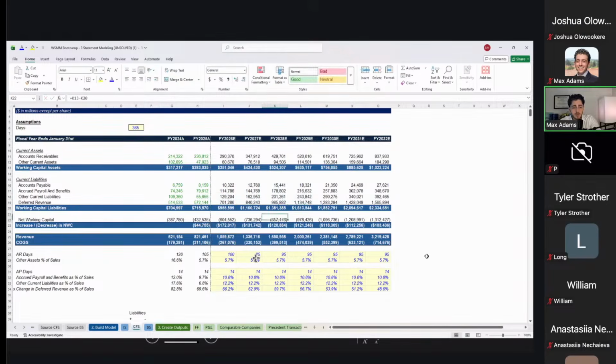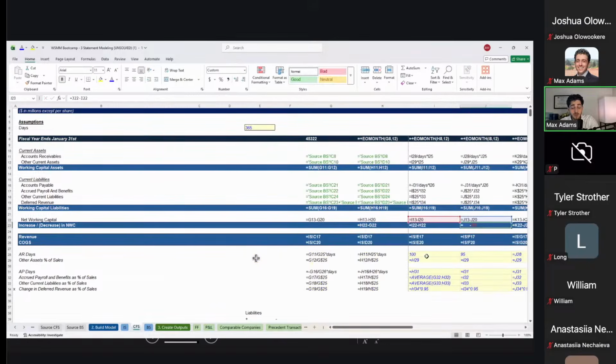Sum that up, get our net working capital as the difference between those, and then the change between each of those years. Okay, we covered a lot of ground here. I'm just going to show the formulas here.